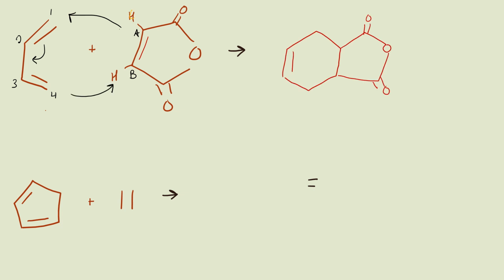Remember that these two hydrogens over here need to be put on the ring in the same direction since that's how they are on the dienophile. You can put them either both facing forwards or both facing backwards.